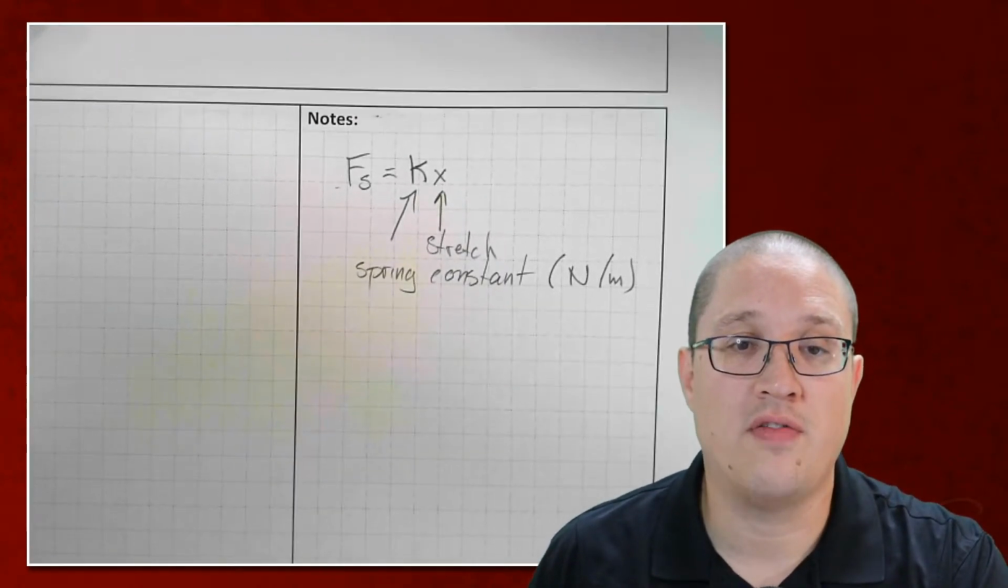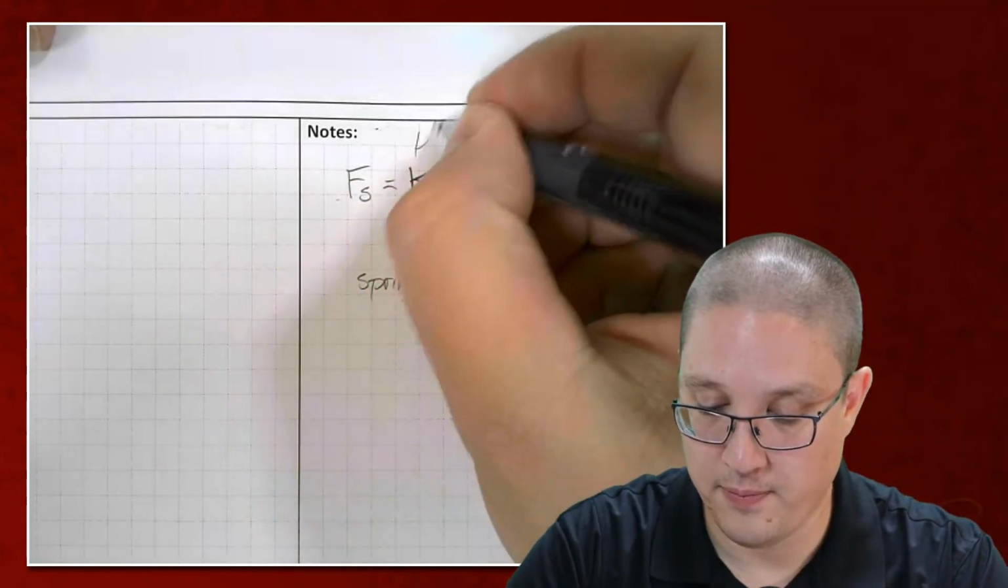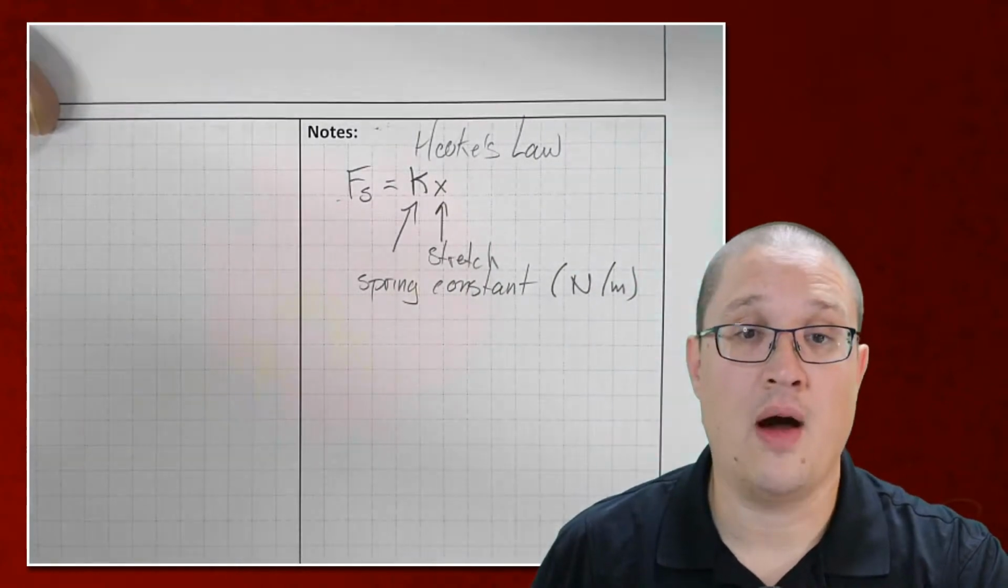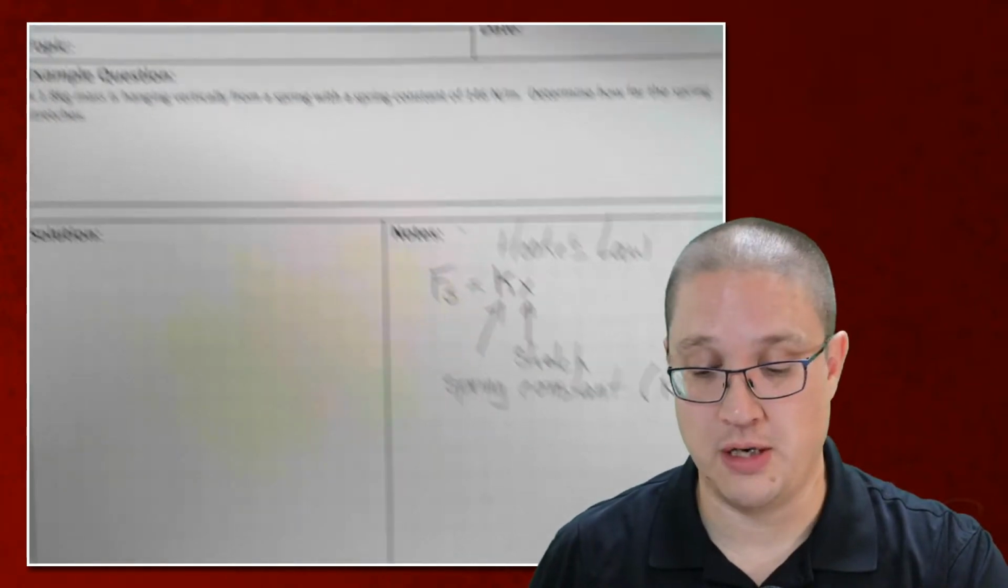Okay, so there is our formula. This is the Hooke's law formula, and we're going to be using it a fair amount. It is on your formula sheet.